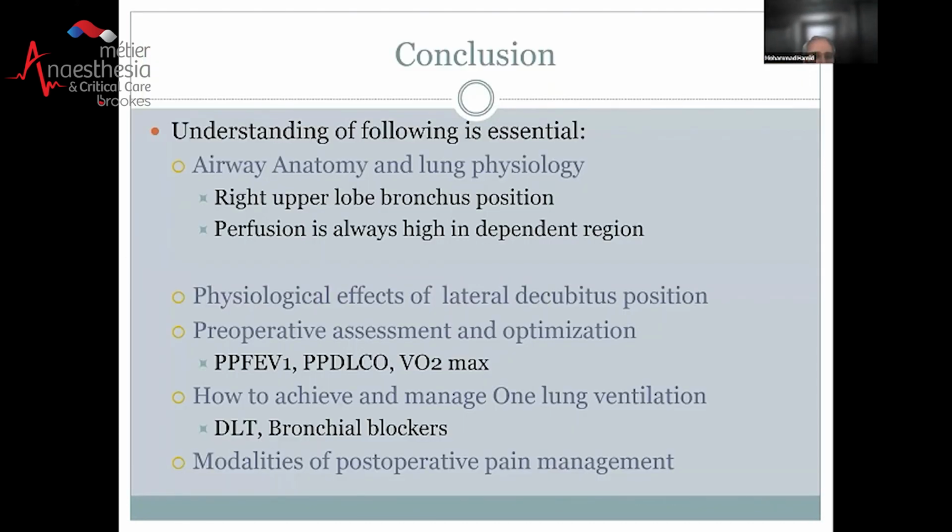So in conclusion, the understanding of the following is essential when you're dealing with thoracic surgery. It's very essential for anesthesiologists to know the airway anatomy and lung physiology. You should know the right upper lobe bronchus position. You should know the perfusion, which is always high in the dependent region, while the ventilation can be changed according to the anesthesia.